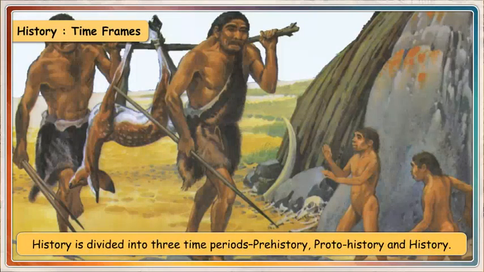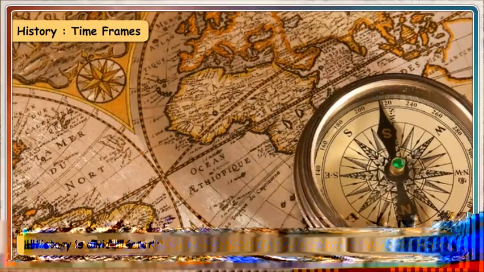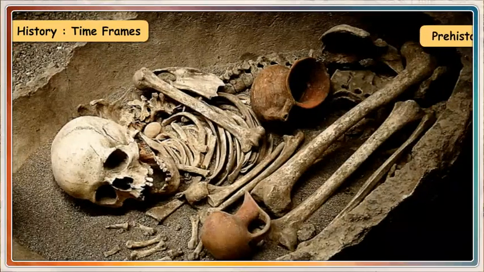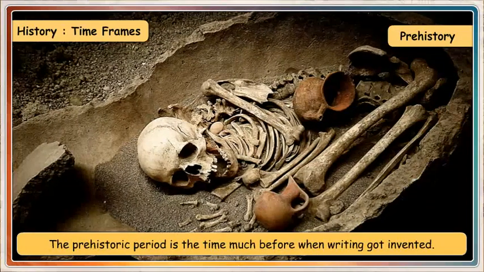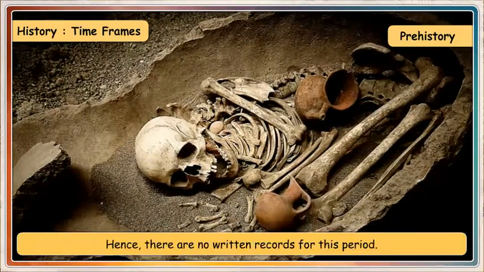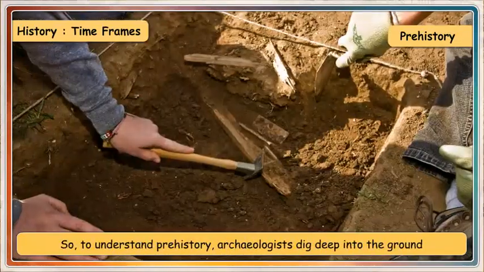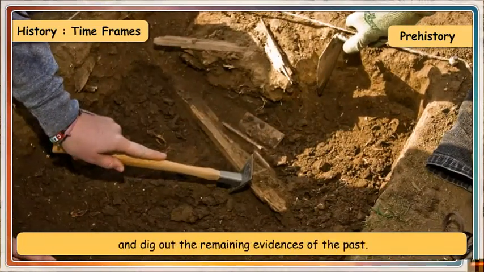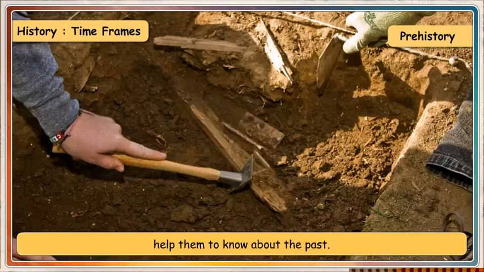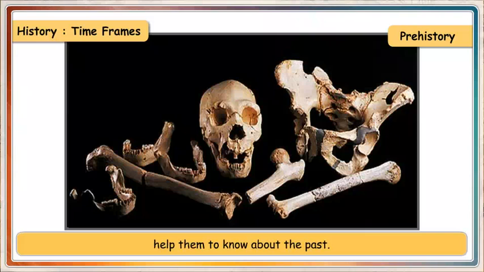History time frames. History is divided into three time periods: prehistory, proto-history, and history. Prehistory. The prehistoric period is the time much before writing got invented. Hence, there are no written records for this period. So, to understand prehistory, archaeologists dig deep into the ground and dig out the remaining evidences of the past. These physical remains such as pots, jewelry, tools, coins, bones, etc. help them to know about the past.